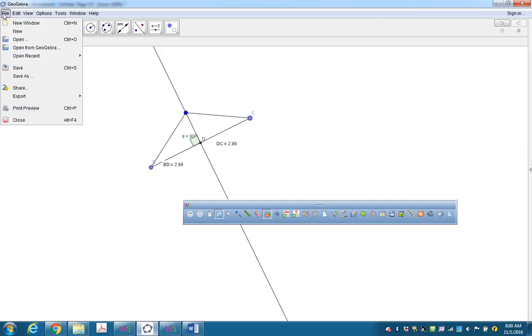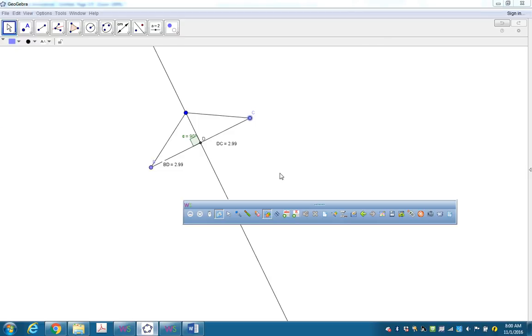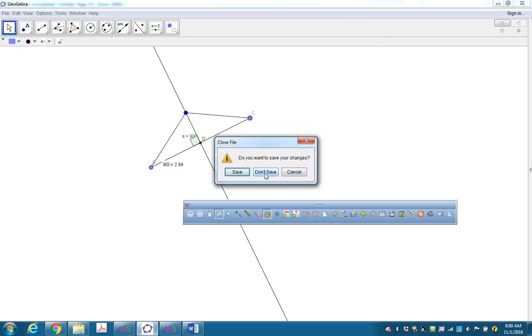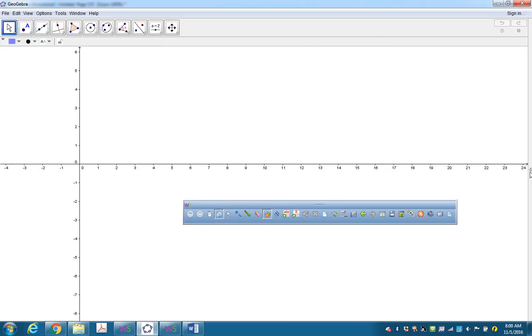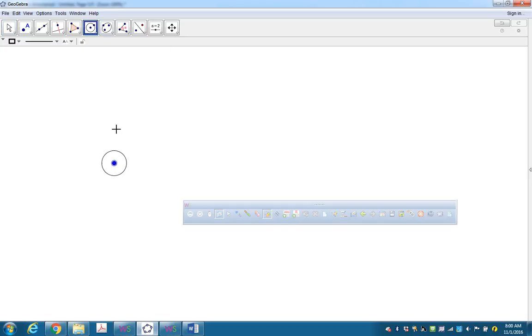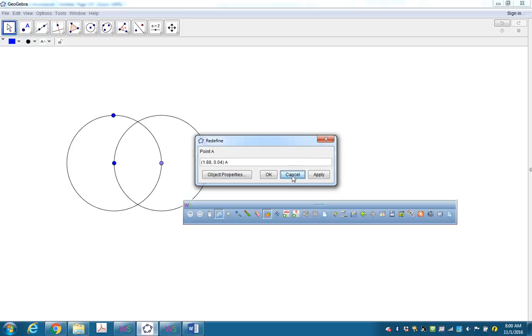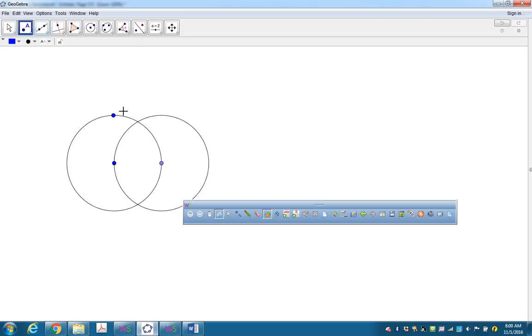Watch. File, new. Do you want to save changes? Don't save. Okay? So if I go here and I draw, get rid of this. Geometry. Okay. So if I take a circle, there's a circle, I make another circle starting on that circle and going through this point like that. And then I put a point at their intersection right here. And then I connect those three things.